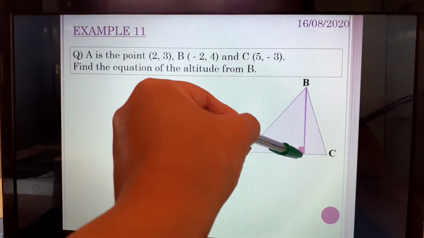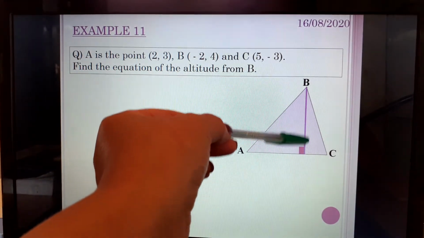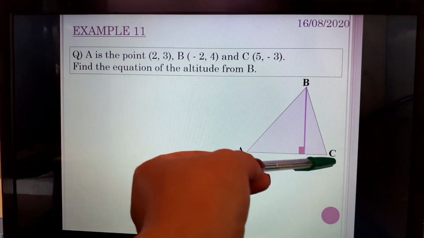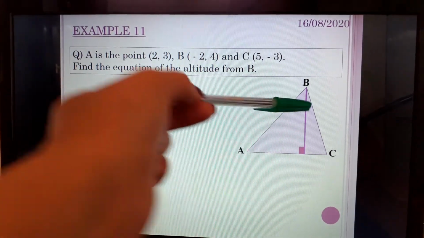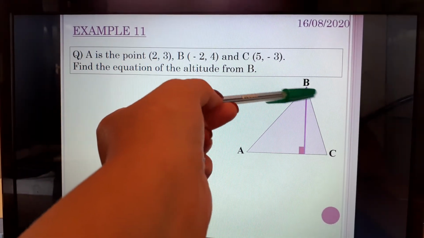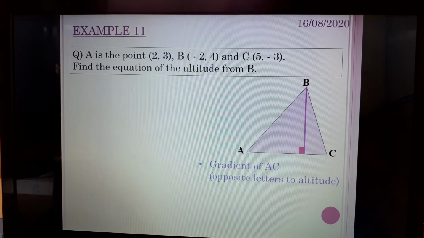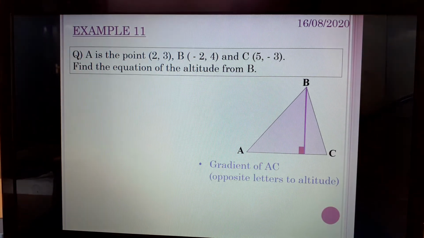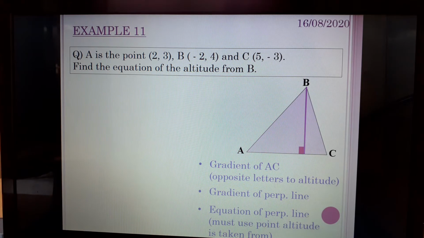The gradient we don't have. But can you see how you will find the gradient of that perpendicular line there? You will have to use the gradient of AC. If you find the gradient of AC, you can therefore find the perpendicular gradient, which is the one we need. So we'll use coordinate B and the perpendicular gradient that we'll get from AC. So we're going to find the gradient AC. Again, visualise by drawing a diagram. Okay, then find the gradient that's perpendicular to AC, then find the equation of the perpendicular line.